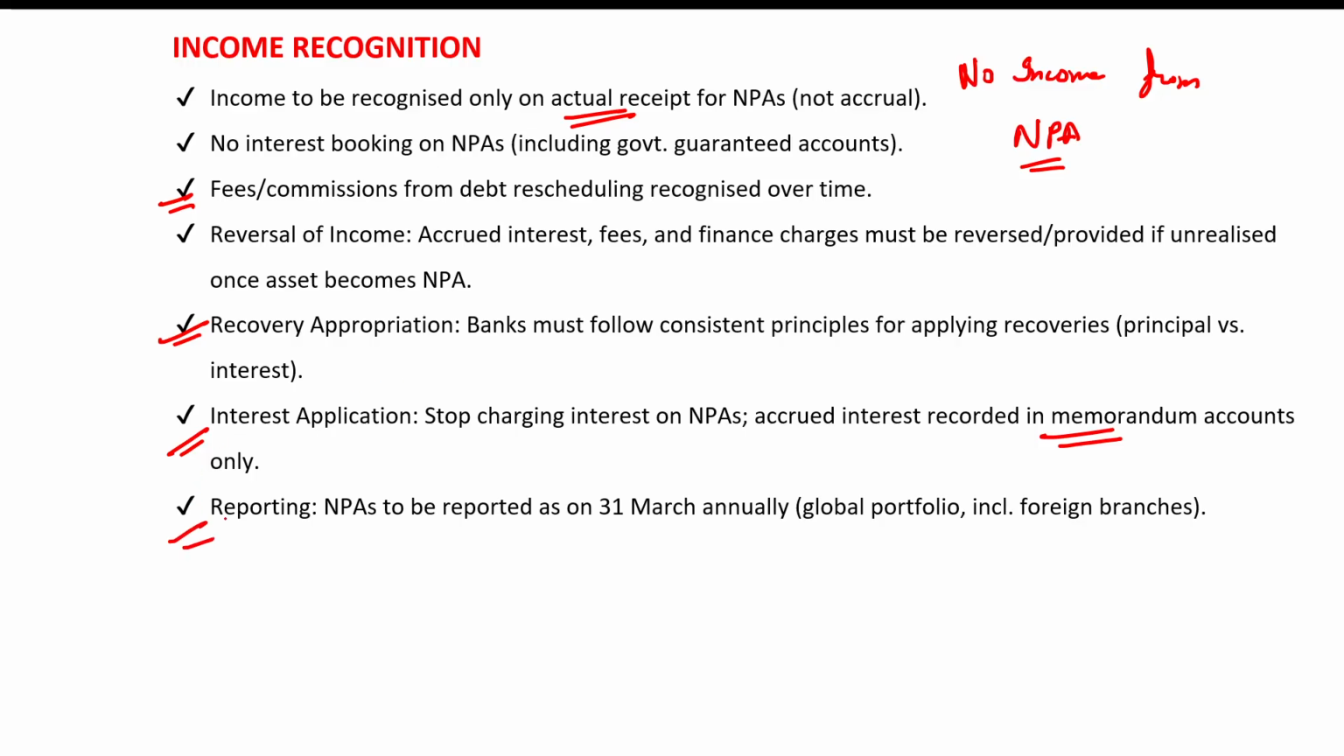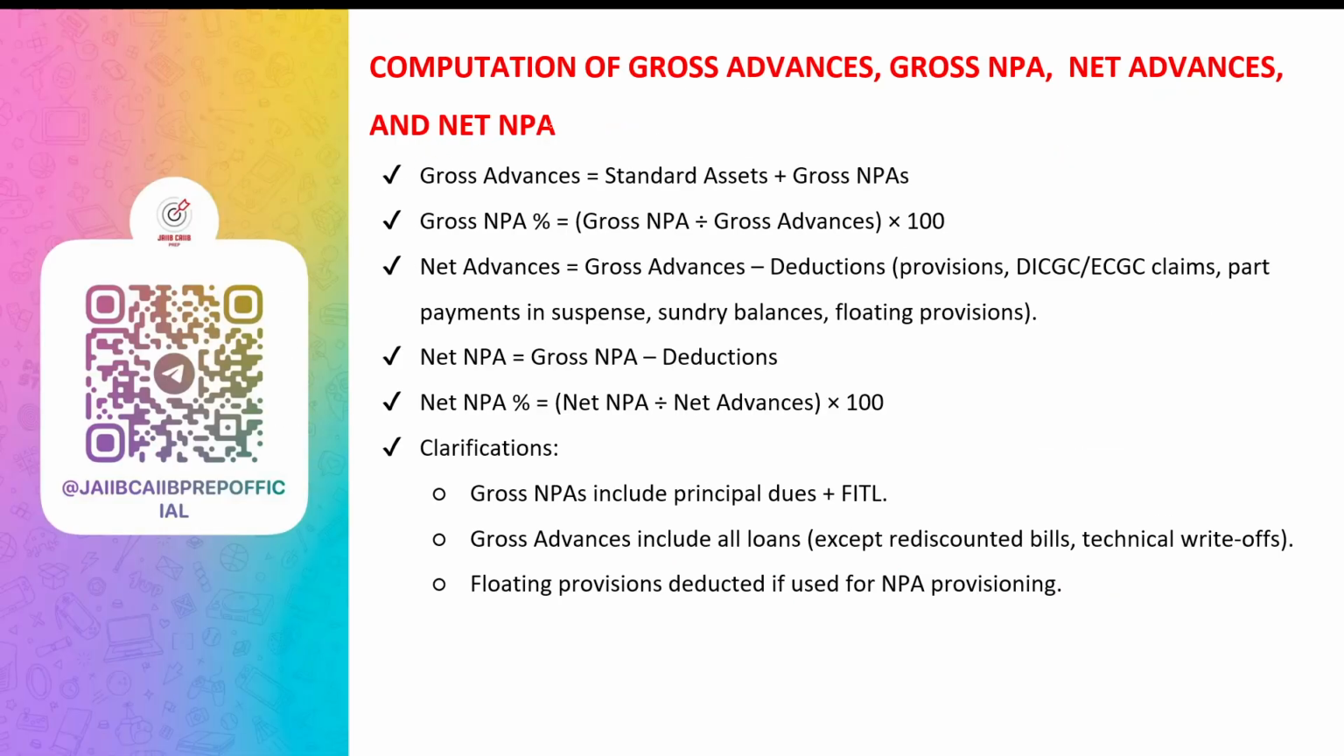And reporting. Every year banks must report their NPAs on 31st March after audit, and this includes both domestic and foreign NPAs. Foreign NPAs are loans at overseas branches, and they must report figures like gross advances, gross NPAs, net NPAs, and this comes to the question of how they are computed. So now let's understand how they are computed.